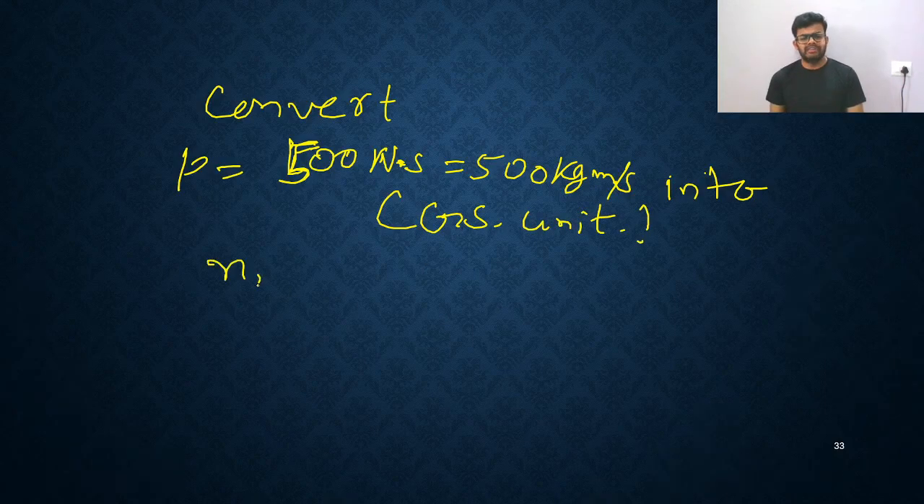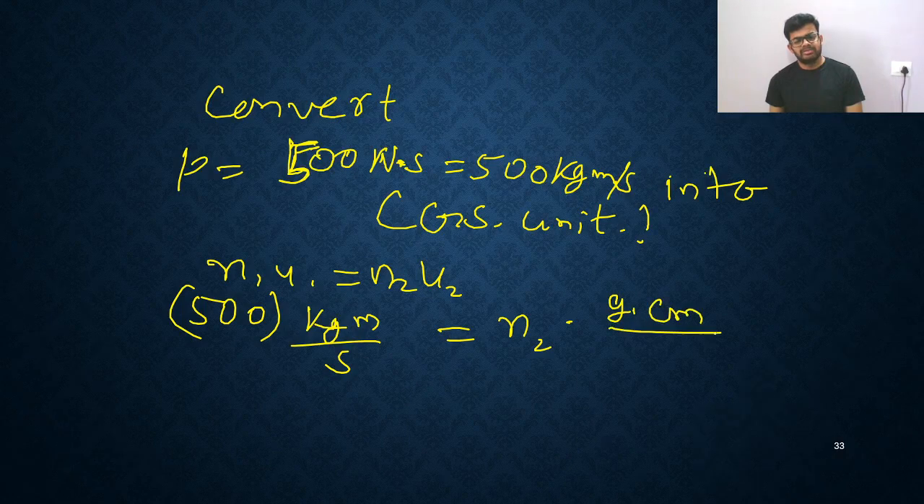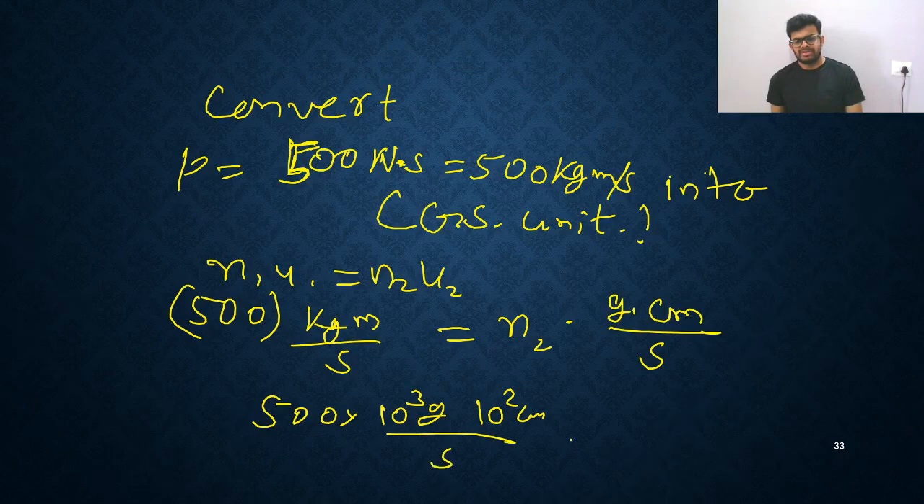So how to do it? N1 U1 is equal to N2 U2. You'll write 500 is N1. Value of U1 is kg meter per second. N2 U2, what is that? N2 is what I need to find. U2: kg is gram, and here this M will become centimeter. S is S. So 500 into 10 raised to 3 gram into 10 raised to 2 centimeter divided by per second. We'll write N2 gram centimeter per second.